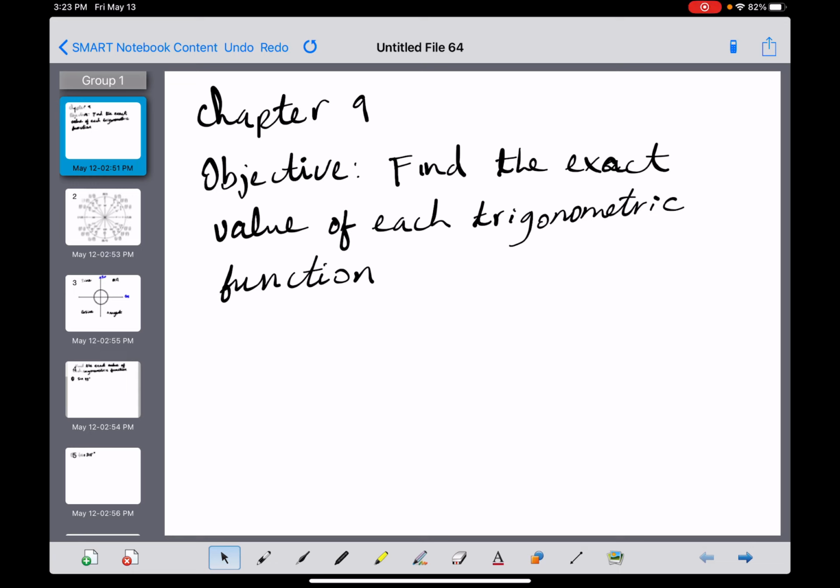Okay guys, in this chapter, I'm going to show you how to find the exact value of each trigonometric function without using a calculator, okay? The next slide, I'm going to show you the unit circle. Do not copy down this slide, okay? It's a lot. So I'll just show you what it looks like, and then we'll move on to the next slide so you can copy it down.